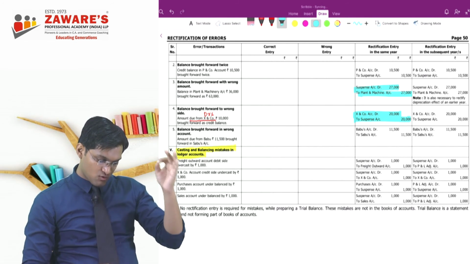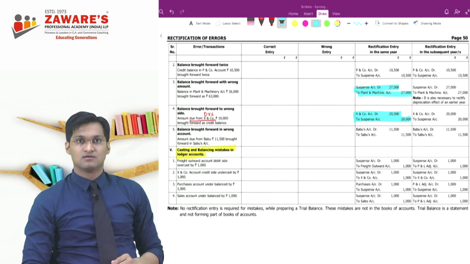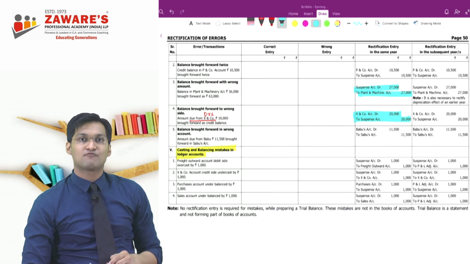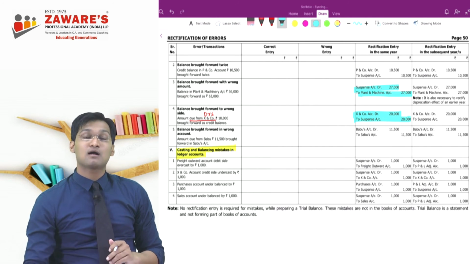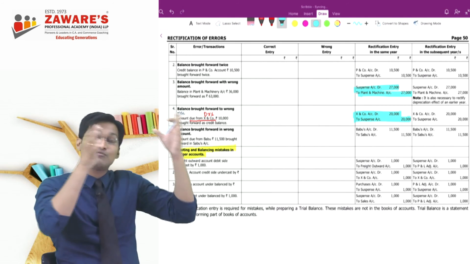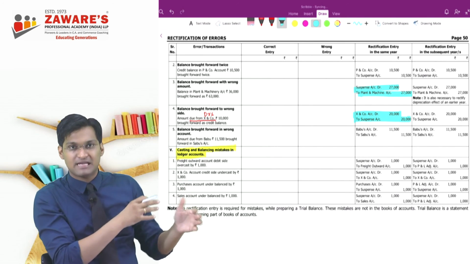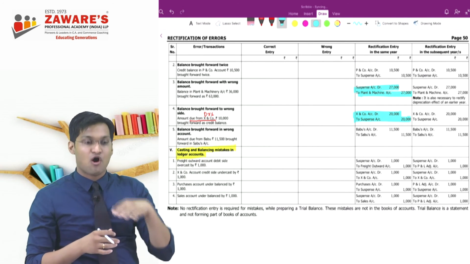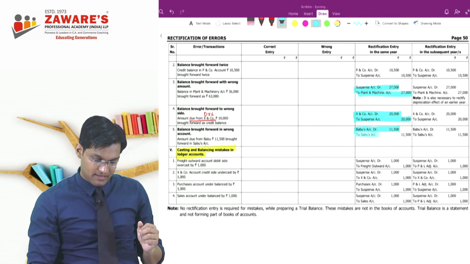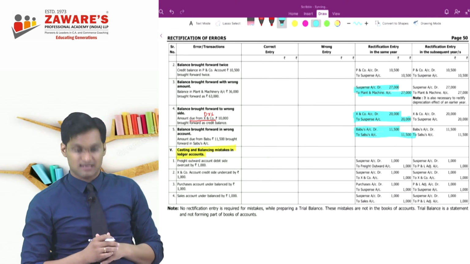Amount due from Babu 11,500 brought forward in Sabu's account. We are owed by Babu, but wrongly it was brought forward in Sabu's account. बाबू अकाउंट डेबिट होना चाहिए था, नहीं हुआ. इंस्टेड साबू अकाउंट को डेबिट कर दिया. कोई बात नहीं. साबू को जो गलती से डेबिट किया है उसे करो क्रेडिट, और बाबू जो एक्चुअली डेबिट होना चाहिए उसे कीजिए डेबिट. सो आपकी रेक्टिफिकेशन एंट्री हो गई बाबूज अकाउंट डेबिट टू साबूज अकाउंट क्रेडिट.